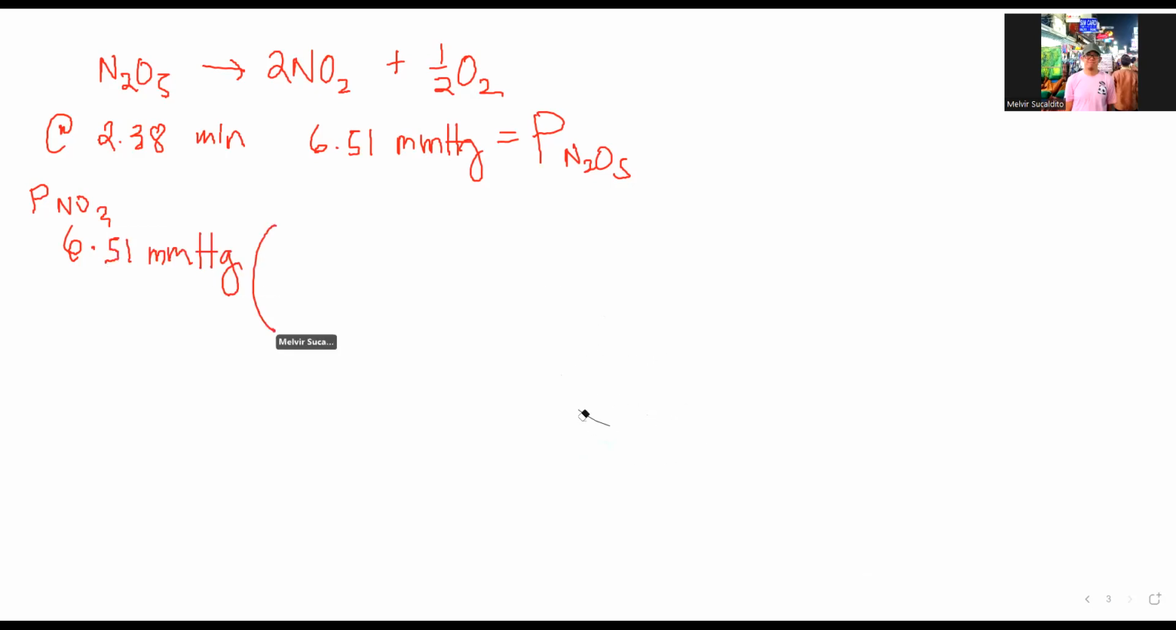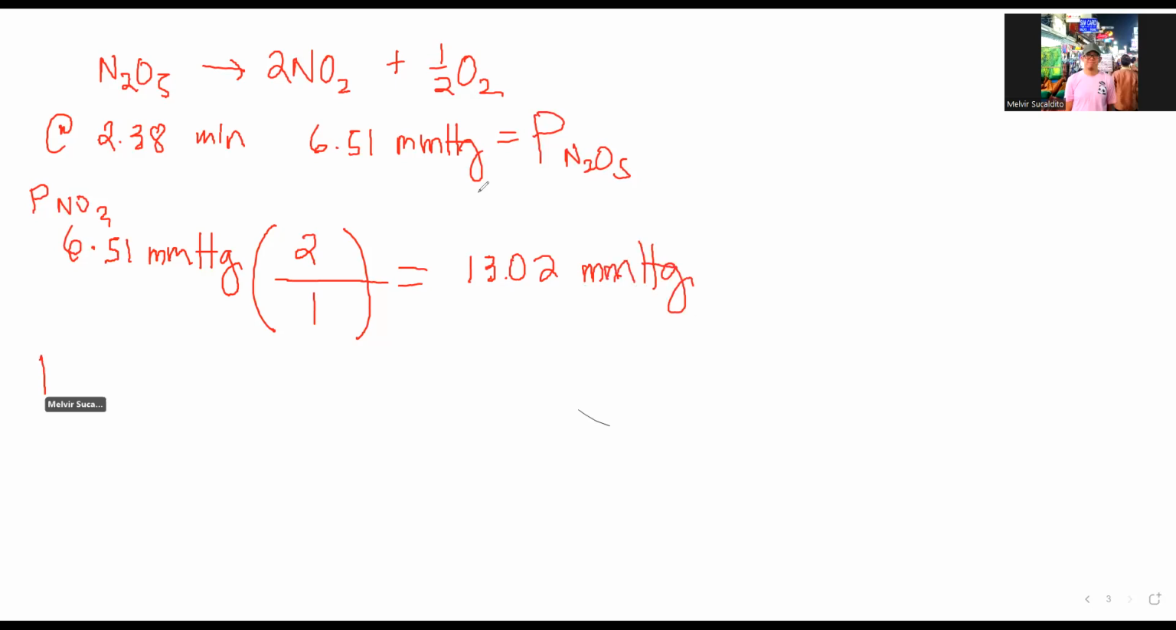Pwede mo nang gamitin yung stoichiometric coefficient. So, magiging ganito lang siya. Ano nga ito? Kung ito ay para sa N2O5, so 1 N2O5, 2 para sa NO2. Di 13 point something to, right? Tama ba ako? This will be 13.02. So this will be for NO2.